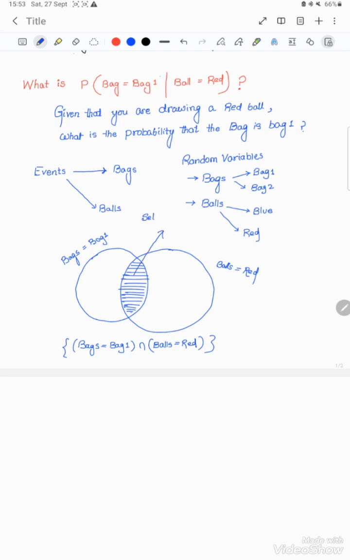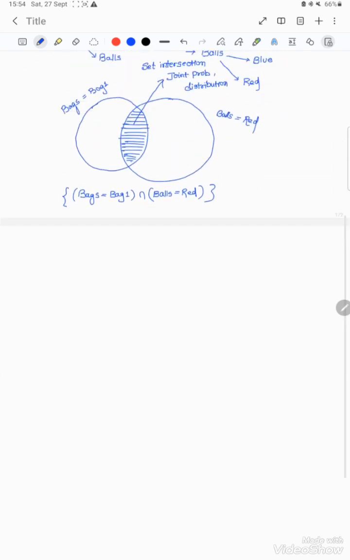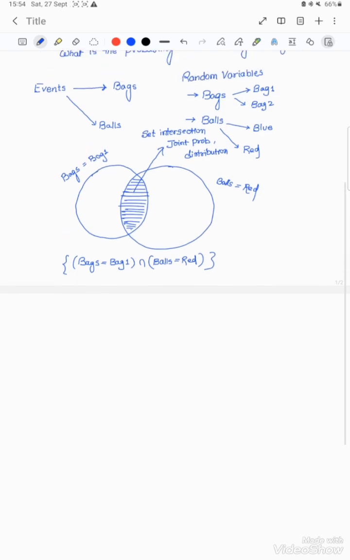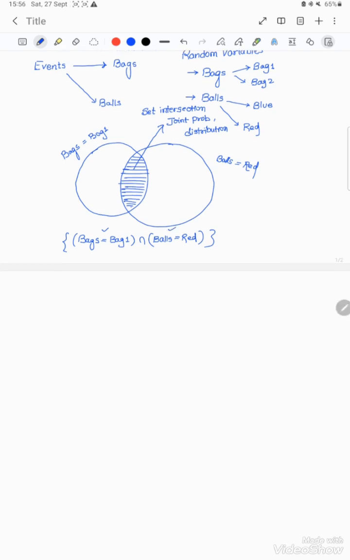This particular area is called, maybe you can say, set intersection, and in probability we have another term that is called joint probability, joint probability distribution. In the joint probability distribution, we have two different events occurring simultaneously. So let us calculate the conditional probabilities.